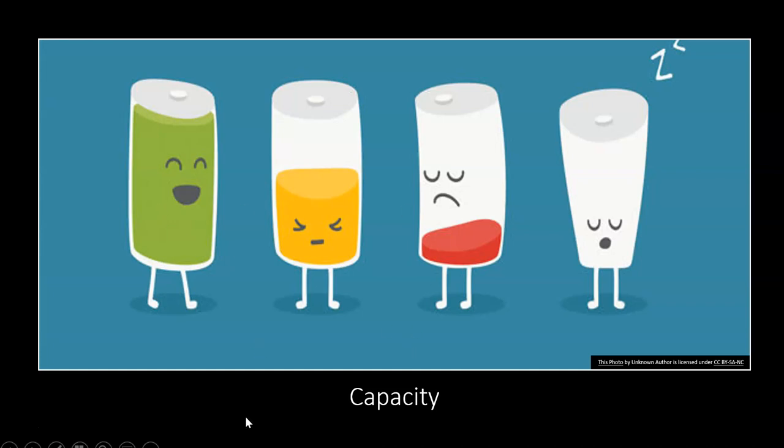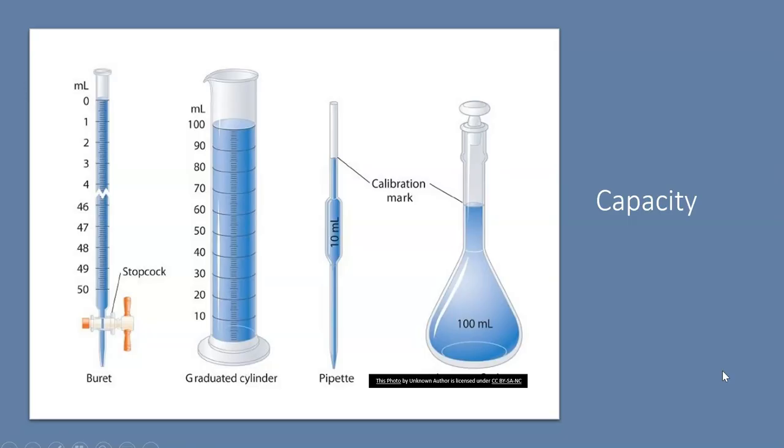But here we've got some containers that have got some kind of liquid in them, and we're looking at what capacity a container will hold. Here we've got some scientific equipment, and it's just showing different capacities. You'll see capacity is measured in a form of litres. So in this case, we're looking at millilitres. You've got your burette, your graduated cylinder, your pipette, and your flask there.